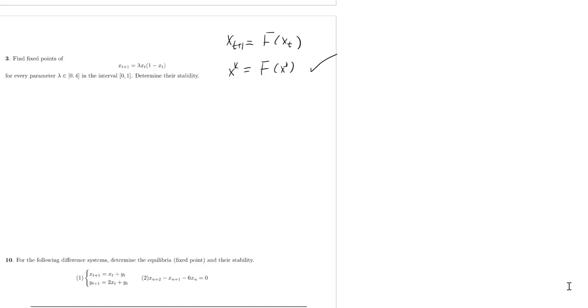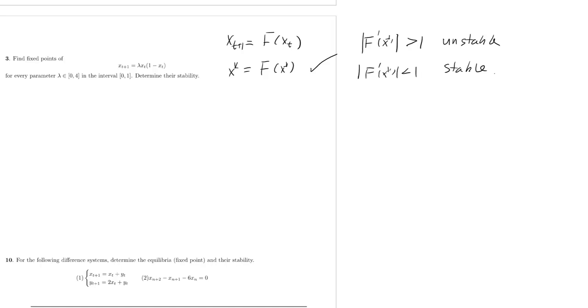After you find x star, how do you determine the stability? We still take the derivative, and instead of its sign, we look at whether its absolute value is greater than 1 or less than 1. If the absolute value is greater than 1, then this is going to be unstable. If the absolute value at an equilibrium is less than 1, then it's going to be stable.